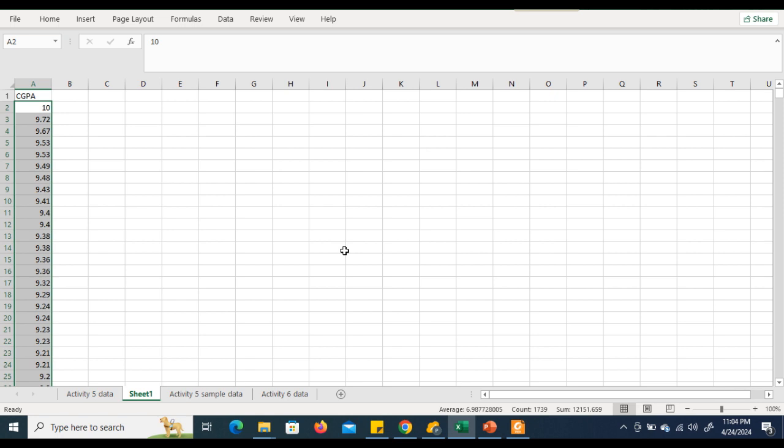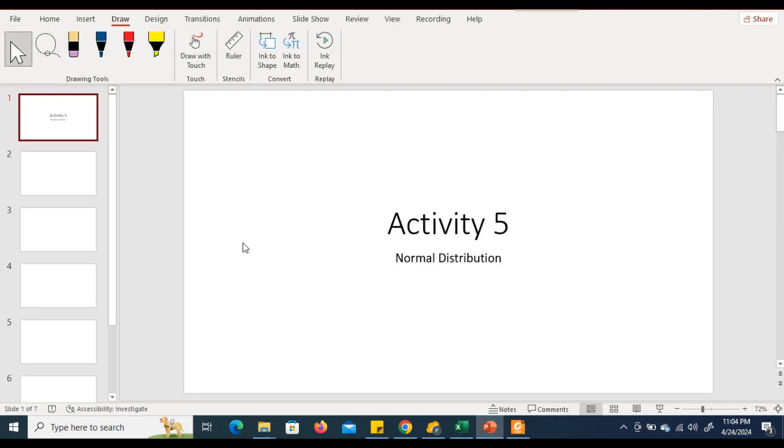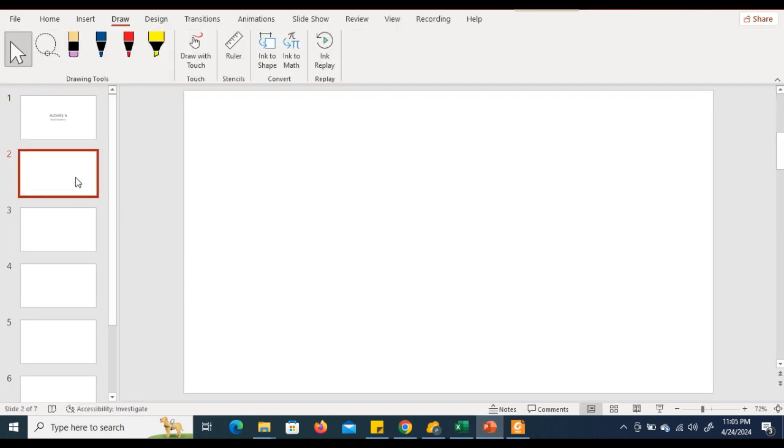Before we start with the activity, we first need to understand some concepts of the normal distribution. The first important point is that a random variable x is said to follow a normal distribution with parameters mean mu and variance sigma square. Here the parameter mu represents the mean of the distribution, and the parameter sigma square represents the variance of the distribution.